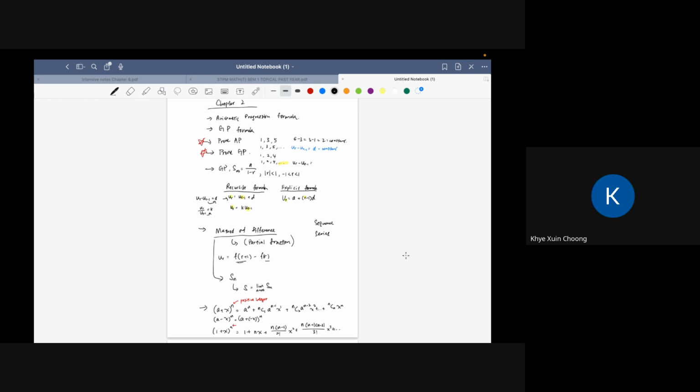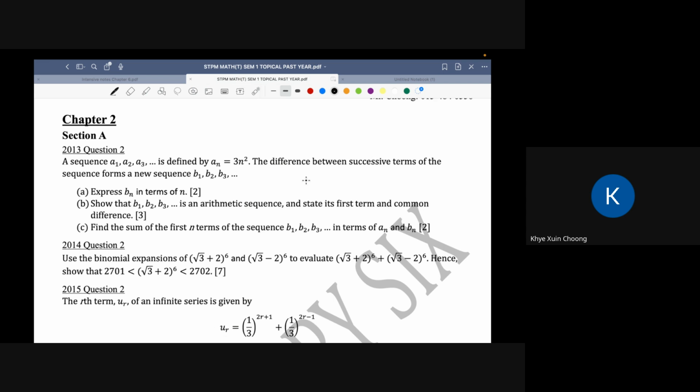Okay, so let us see the question over here. If you try to analyze, you can see that the sequence A1, A2, A3 is defined by An equals 3n squared. The difference between successive terms of the sequence forms a new sequence B1, B2, B3. Express Bn in terms of n. Can we do something like this? Actually, we can.